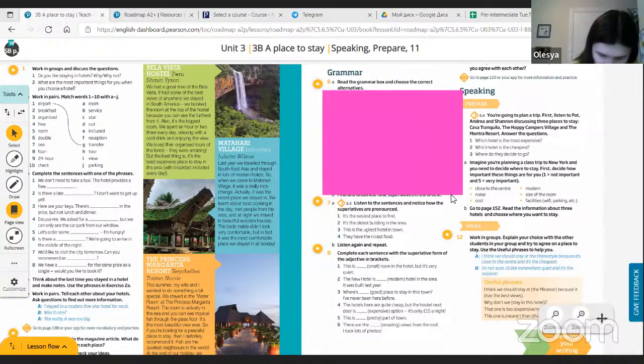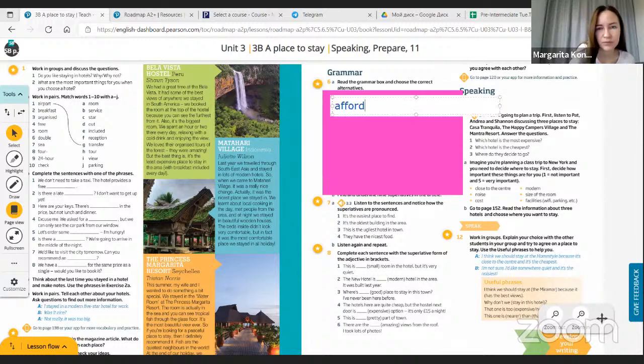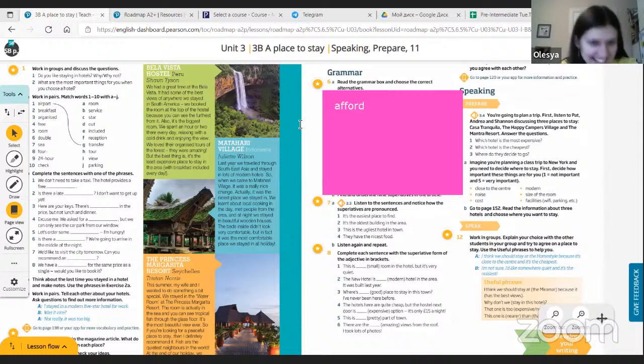Like that. Afford, yeah? Позволить себе. We can afford it. That's a good word, actually. Yes. Or sometimes it's too expensive and you say, sorry, I can't afford it. Yeah. So this is a good word to use. All right. But ladies, why did you like the Princess Margarita Resort? Why did you choose this place to stay?